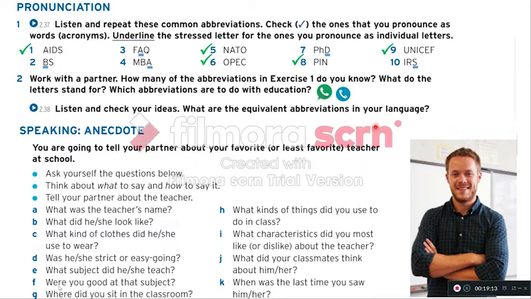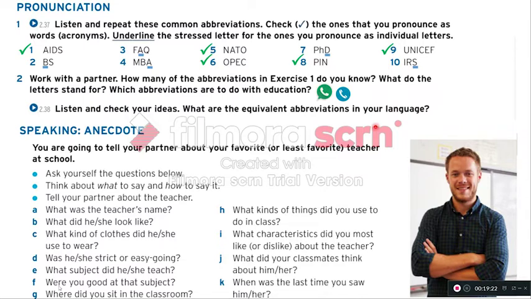Track 2.38. 1, Acquired immune deficiency syndrome. 2, Bachelor of Science. 3, Frequently asked questions. 4, Master of Business Administration. 5, North Atlantic Treaty Organization. 6, Organization of Petroleum Exporting Countries. 7, Doctor of Philosophy. 8, Personal Identification Number. 9, United Nations International Children's Emergency Fund. 10, Internal Revenue Service.